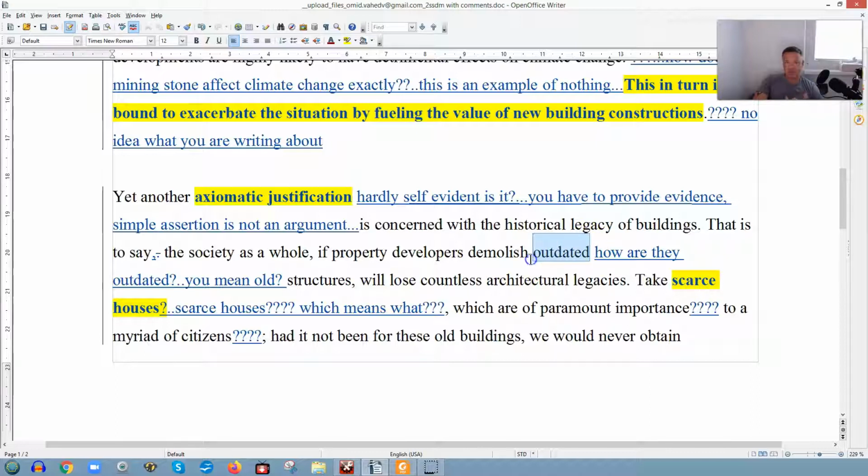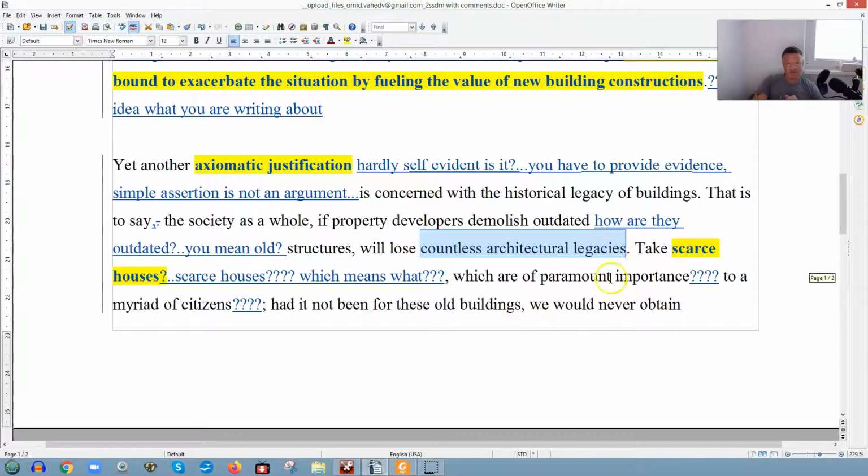Outdated. You mean old? You mean historical structures? That's not the same as outdated. Now, we'll lose countless. Okay, that's a little bit verbose. Now, scarce houses. Scarce means a shortage of, a lack of. Scarce houses? What are you talking about? Which are of paramount importance, which means what? To a myriad? You mean a lot of citizens or a lot of people?